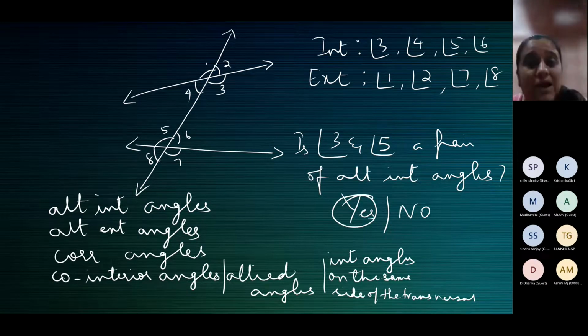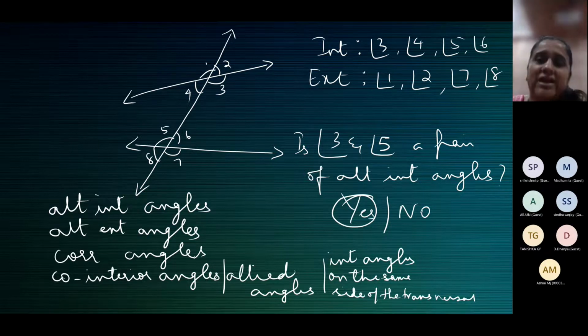If the lines are not parallel, they are still allied angles. They are still called allied angles. But the thing is, they will not be supplementary. This is what it is.